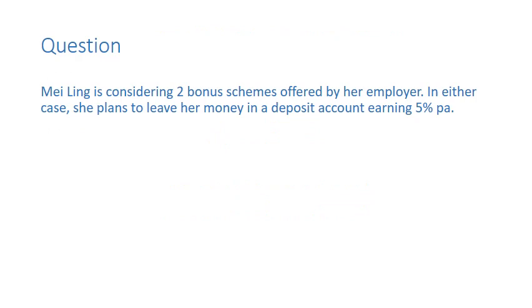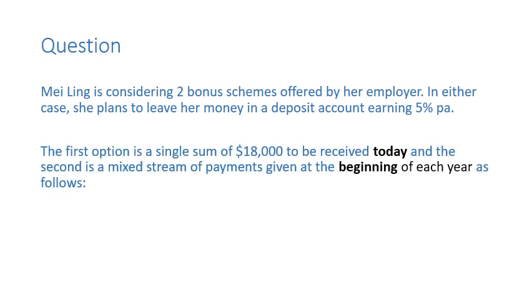Mei-Ling is considering two bonus schemes offered by her employer. In either case, she plans to leave her money in the deposit account earning 5% per annum. The first option is a single sum of 18,000 to be received today, and the second is a mixed stream of payment given at the beginning of each year as follows.